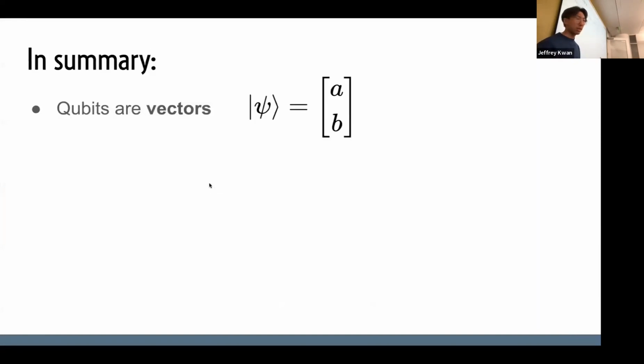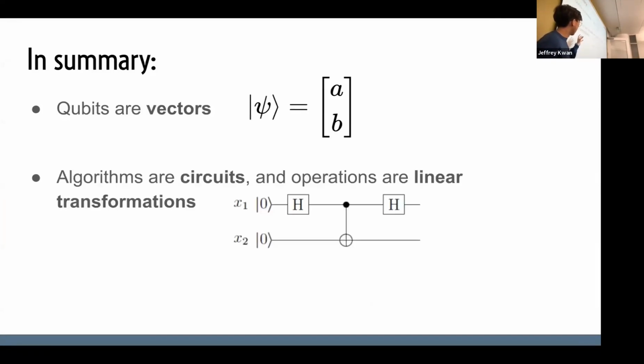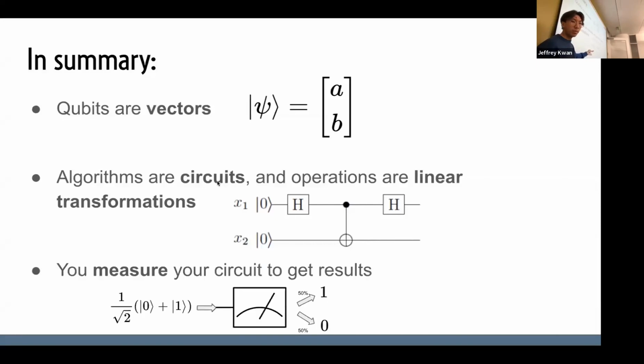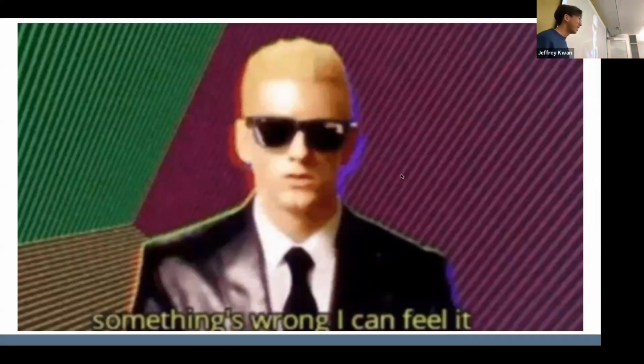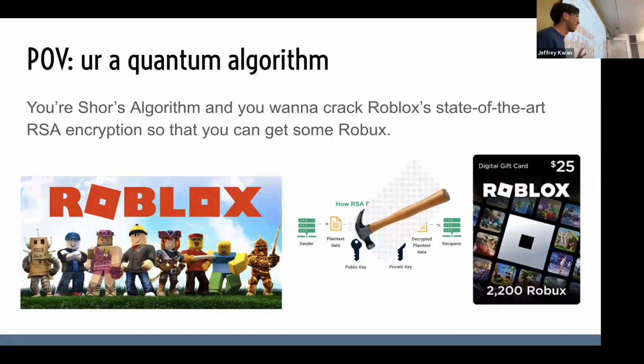Okay. Anyway, so in summary, what have we learned, right? We learned that qubits are basically just vectors. Algorithms can be represented as circuits, and the operations on these input qubits are just linear transformations. And finally, you can measure your circuits to get your results. Okay, that's quantum algorithms. But let's look at a case study, right?